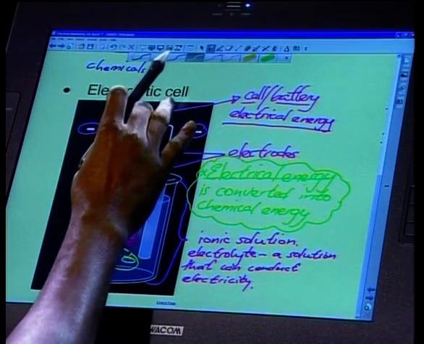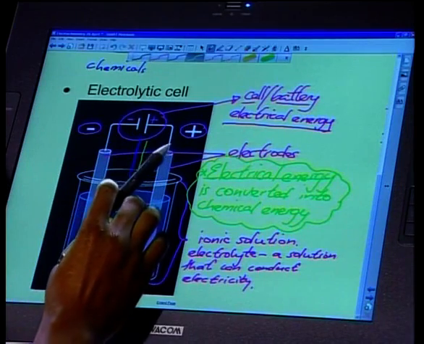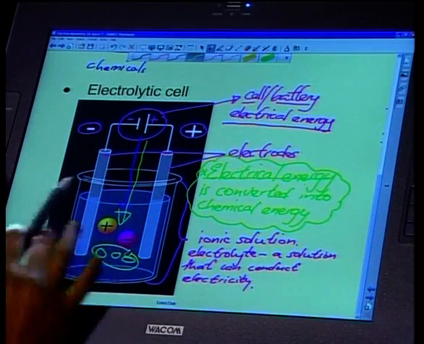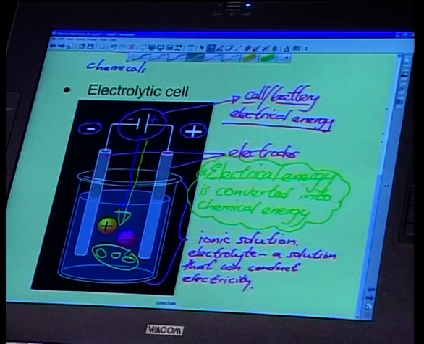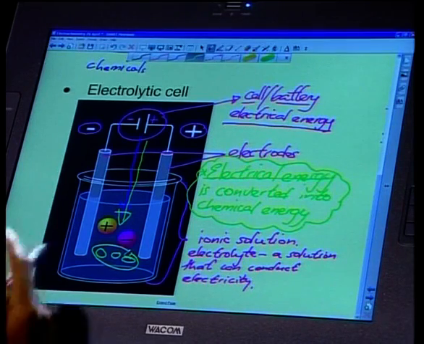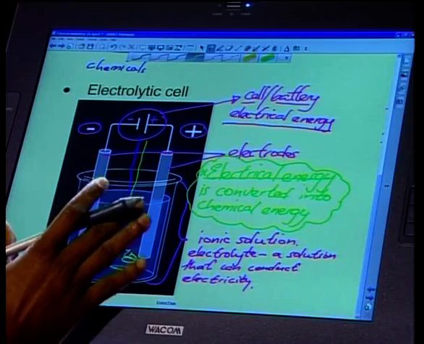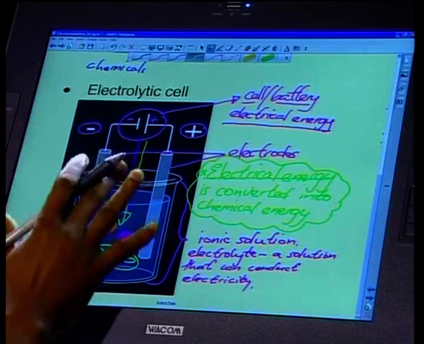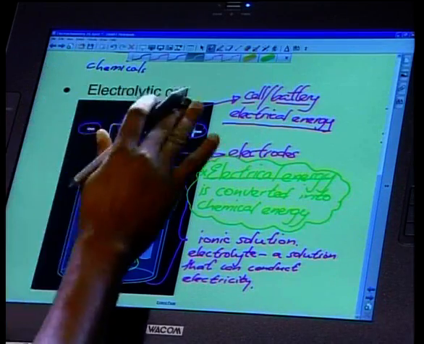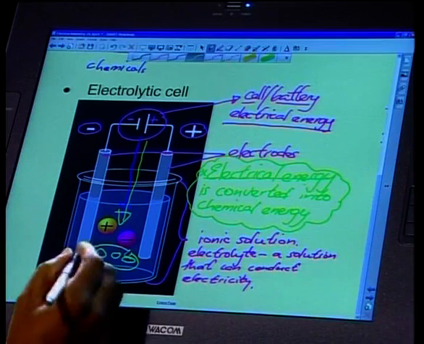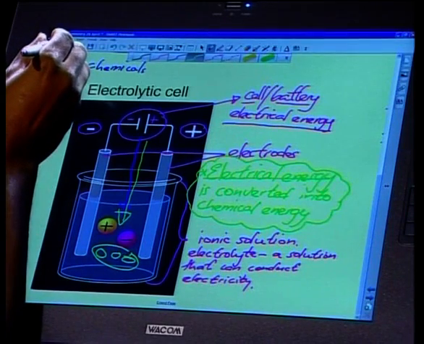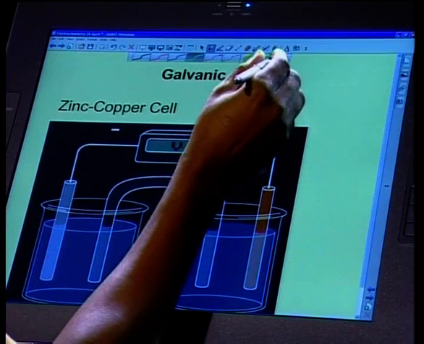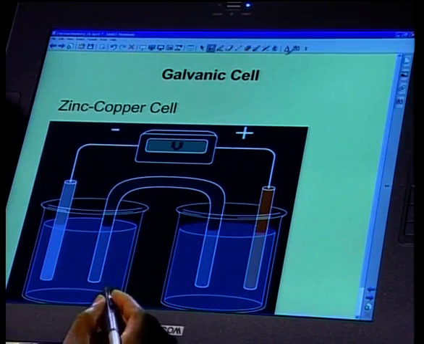The electrical energy is now converted into chemical energy inside there, causing some chemical reaction to take place. So that is basically, in general, the two cells, the galvanic cell and the electrolytic cell. And we're going to talk more about this. Like I said, this is just the basic information that you need to remember every time we look at these two.